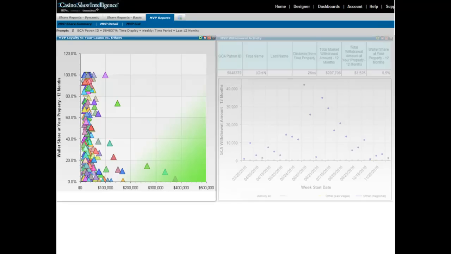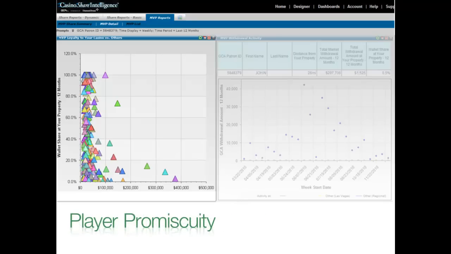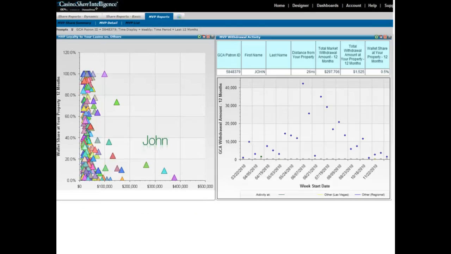The majority of casinos see triangles well below 50% wallet share, and as their value increases on the x-axis, the average loyalty level goes down. Gary Loveman coined the term player promiscuity and learned that the bigger the player, the less loyal he or she is to one property. We've confirmed this finding at numerous casinos. You can click on any of the triangles and pull up a person's information.